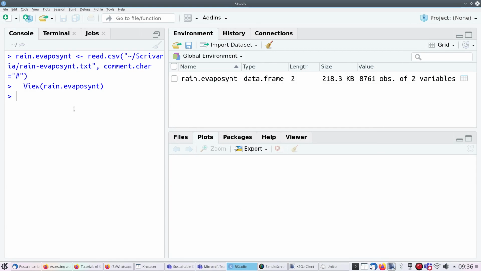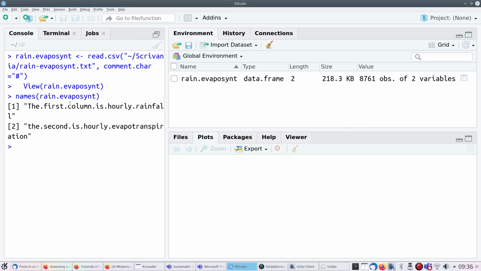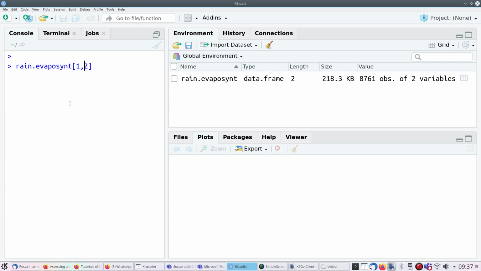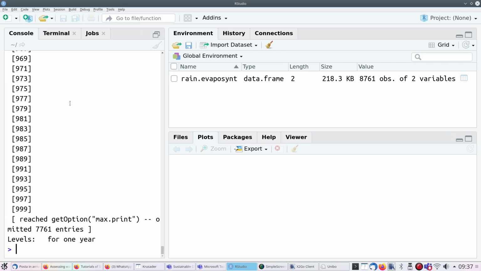Okay, so let me see what these rain evapo names are. Oh, sorry. Let me see if it is a matrix or a list of names. Okay, so there are two columns. So let me see if I write rain evapo column 2 1. Okay, column 2 2, and then I'll explain what I am doing. Just 1 second.